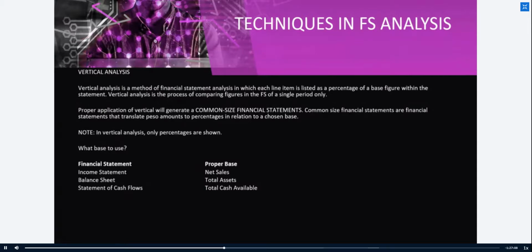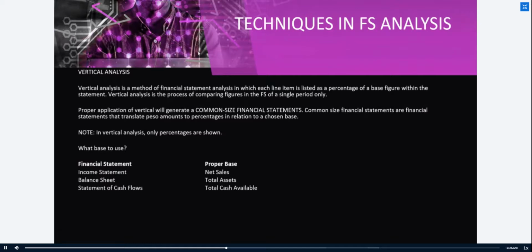But in vertical analysis, we're dealing with a single period only, because we're actually just getting the percentage of each item in the financial statement based on the proper base, no? Later on, I'll also show you how this is done. Proper application of vertical analysis will generate common size financial statements. Common size financial statements are financial statements that translate peso amounts to percentages in relation to a chosen base.